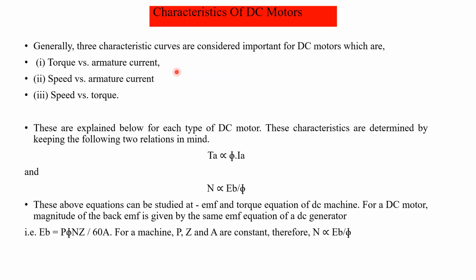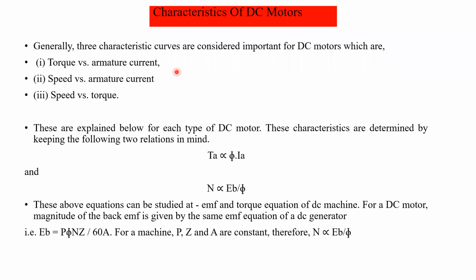Can you draw the characteristics of a DC shunt motor? Can you draw the characteristics of a DC series motor? Can you draw the torque versus armature current for a DC shunt motor? Can you draw the speed versus armature current characteristics for a DC series motor, and so on, etc. Means he can ask the question in any way. Somebody can ask the question, draw the speed torque characteristics of a DC shunt motor. Somebody can ask, draw the speed torque characteristics of a DC series motor, and so on.